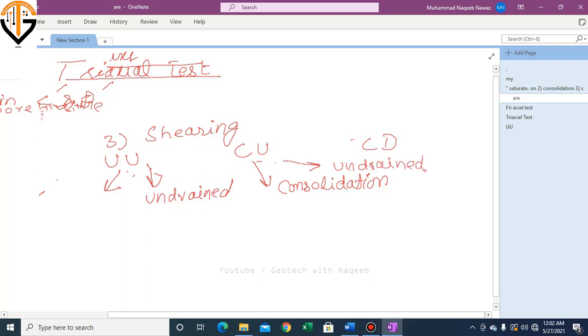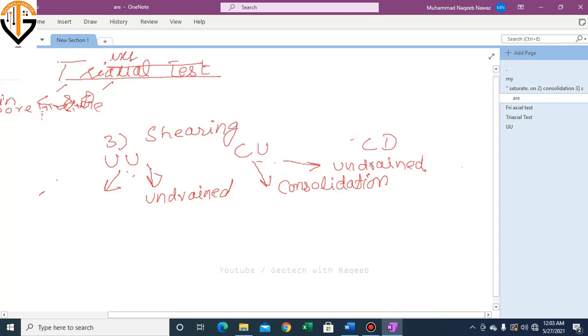You need not get confused between these two terms, because someone can say that during consolidation there will be dissipation of pore water pressure, but at the same time we are saying that the condition is undrained. Do not get confused between these two terms. C stands for consolidation during the second stage, meaning after saturation you consolidate and there will be dissipation of excess pore water pressure. But after the second stage, you go to the third stage, shearing. During shearing, you close all the valves and do not allow the water to dissipate, so you achieve an undrained condition. This is the concept of CU.